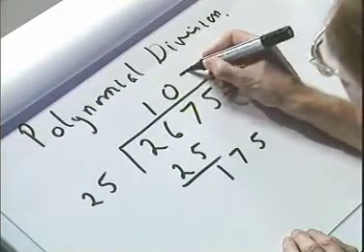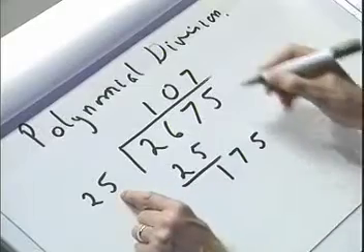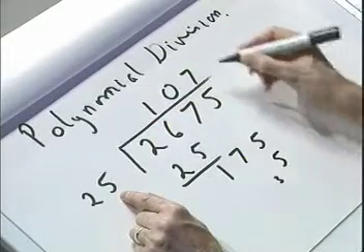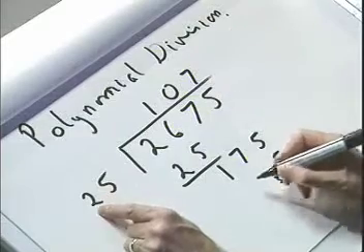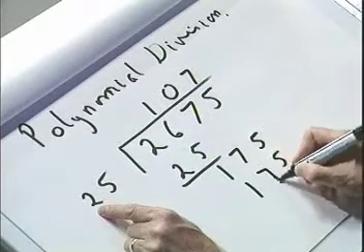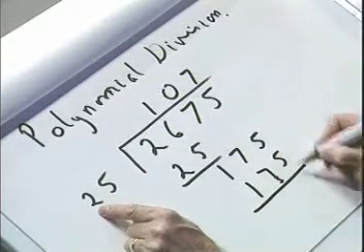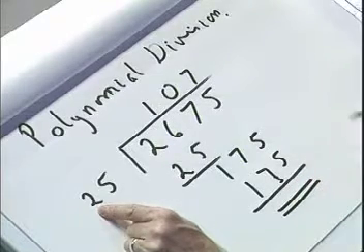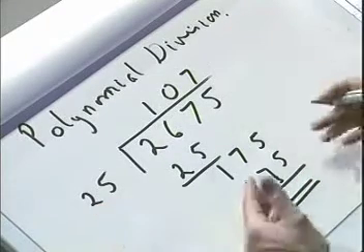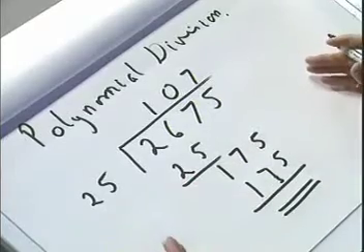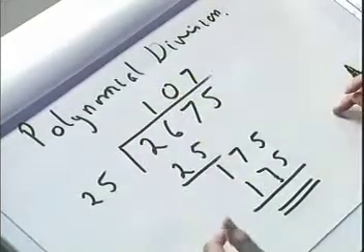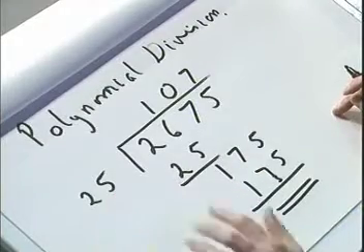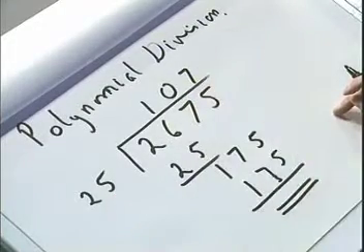And it goes 7. And we can check that. 7 5s are 35, 5 down, 3 to carry. 7 2s are 14, and 3 is 17. Subtract, we get nothing left. So this is our answer. We've nothing left there, no remainder, nothing left over, and there's our answer. 2,675 divided by 25, and the answer is 107.